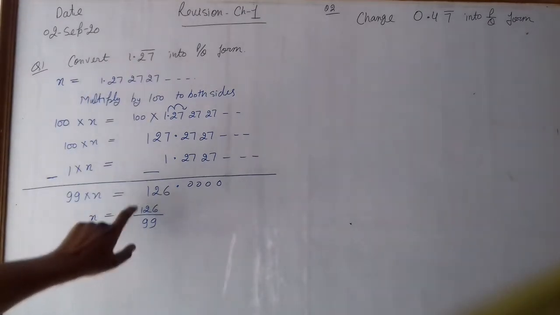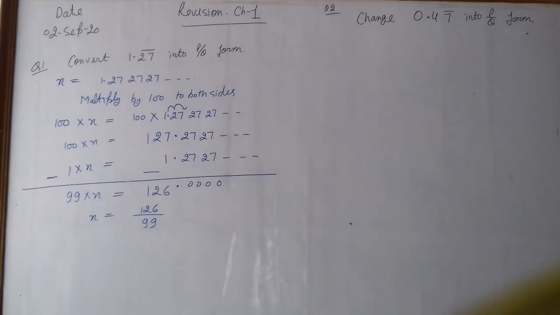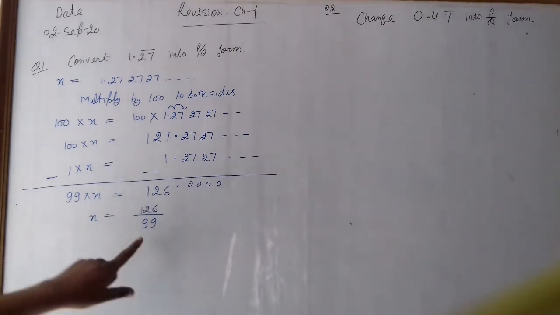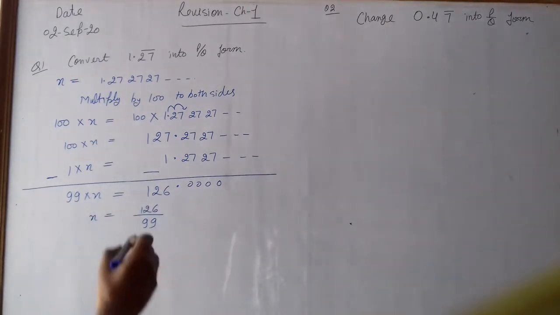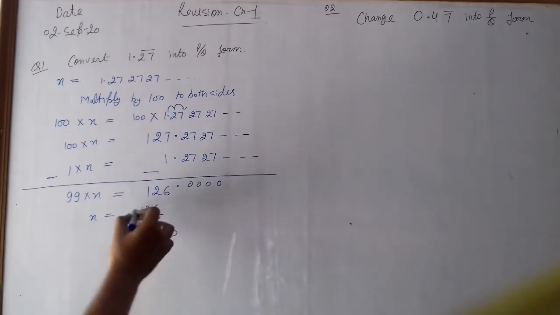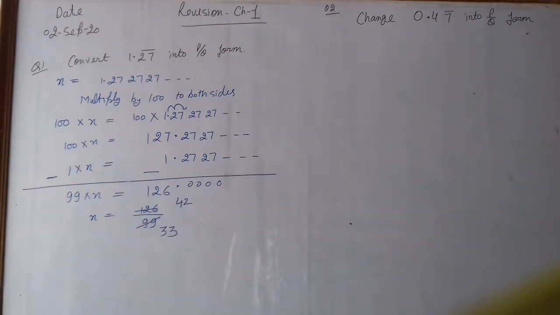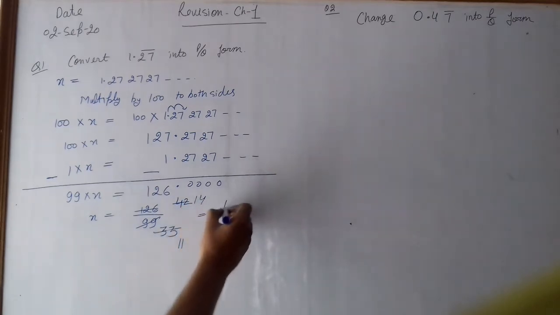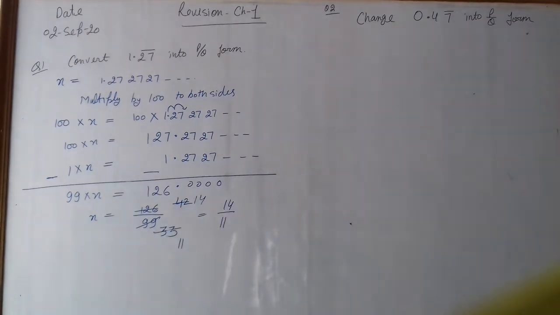Now if this number can be cancelled by any smaller number, then you can cancel it. Just see, both 126 and 99 can be divisible by 3. 3 times 3 is 9, 3 times 3 is 9, 3 times 4 is 12, 3 times 2 is 6. Right? Again by 3. 3 times 1 is 3, 3 times 1 is 3, 3 times 4 is 12. So we have 14 upon 11. This is the p upon q form of 1.27 bar. Is it clear, students?